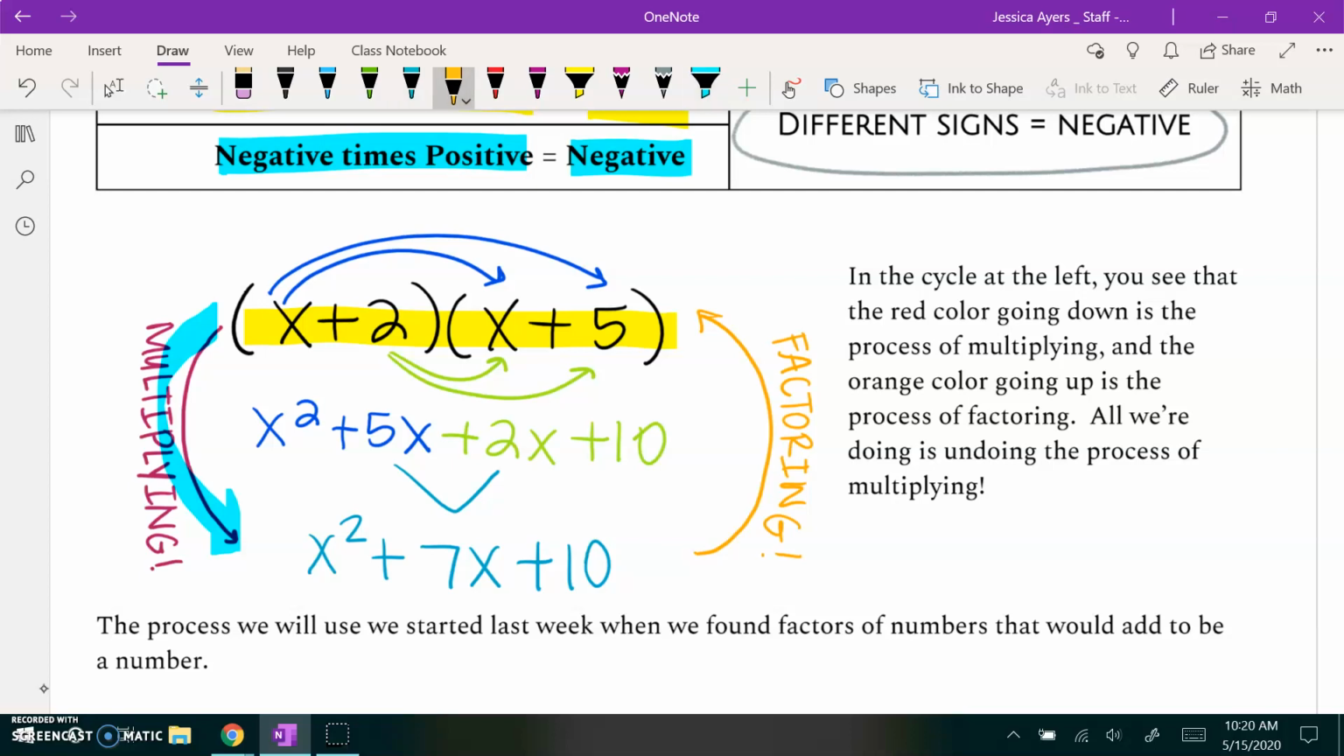And what you're going to be doing is thinking about what two numbers give us 7x and multiply to be 10. So the practice that we did last week with GCFs, where we were finding factors of numbers that also added to be another number, is what you're going to be doing. So you're going to be thinking about, because 5 times 2 is 10 and 5 plus 2 is 7, how can I break this 7x up so that it creates two numbers that multiply to give us our last number and add to give us that middle number.